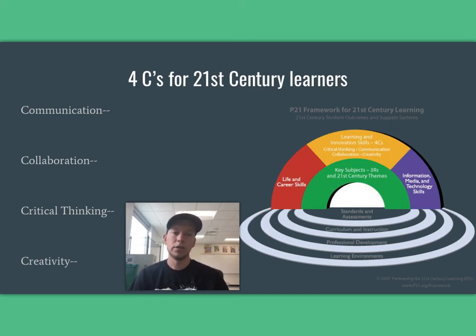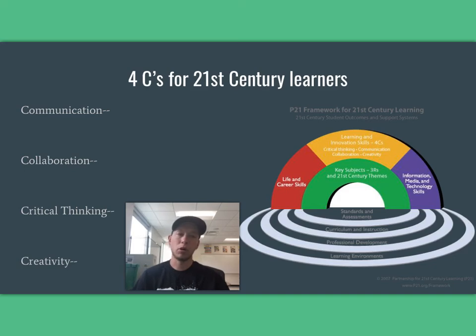At the bottom, you have more of the school type, the learning environment, the professional development, curriculum and instruction, standards and assessment. That's the background framework for 21st century learning. But if you think about how students perceive school, what types of things are they going to need? Obviously, you have your key subjects. Those subjects are never going to go away. I'm not advocating for throwing out reading and bringing in digital citizenship. That framework is always going to be there.